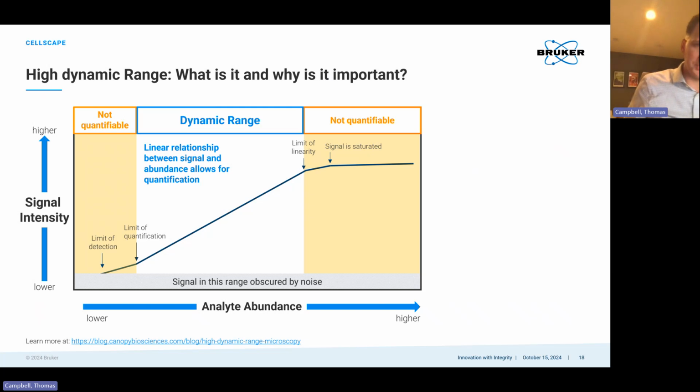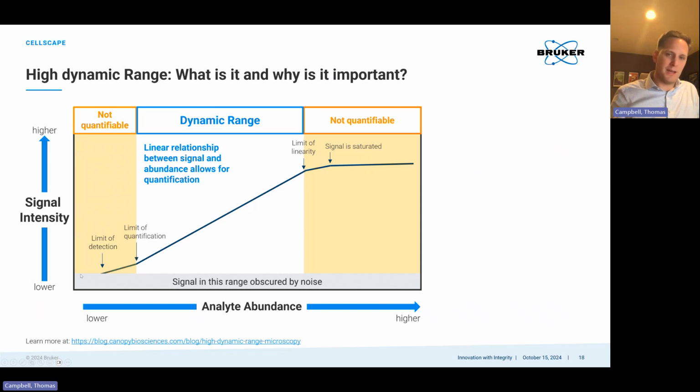We combine this high resolution image with a proprietary high dynamic range image acquisition pipeline. And in order to describe this, I think it's helpful to just define dynamic range in its most simple terms. And this is for any sort of quantitative assay. You're trying to correlate some signal intensity to some abundance of analyte that you're interested in measuring. And you're going to get a signal response curve that looks something like this. And your dynamic range is defined as this range in the center of your signal response curve where you have a linear response between the abundance of analyte and the signal intensity.